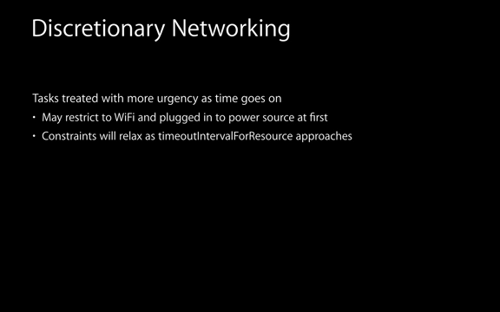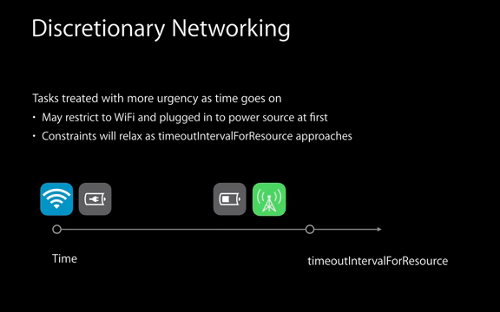One improvement that we've made in iOS 8 for discretionary transfers is that tasks are treated with more urgency as time goes on. In iOS 7, discretionary transfers were limited to Wi-Fi only. And now, while we may limit discretionary transfers to run while there's Wi-Fi and plugged in at first, these constraints will relax as time goes on. So as we approach the resource timeout that's specified on your configuration object, we'll be more likely to relax these conditions and allow transfers over battery and cellular data.